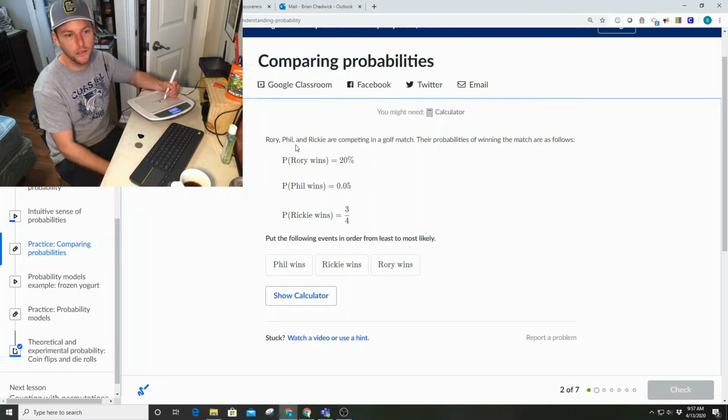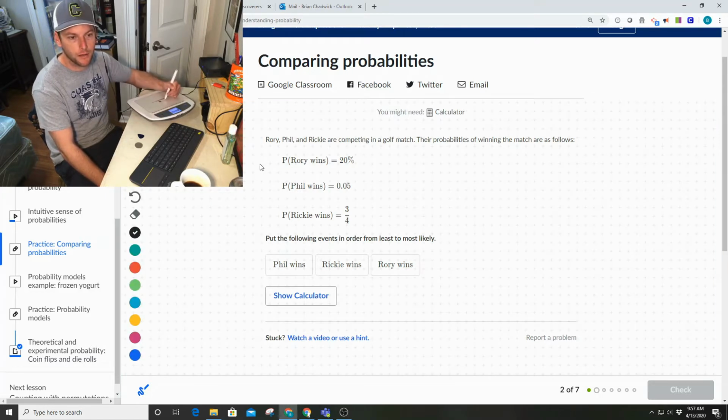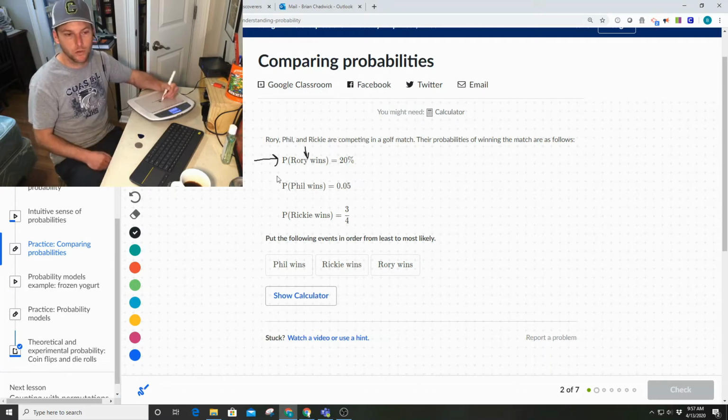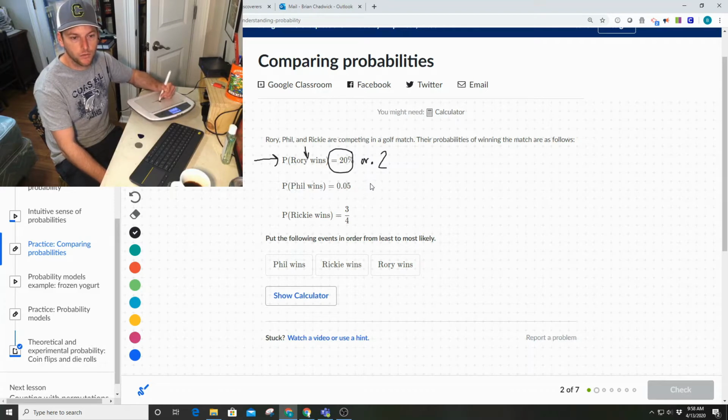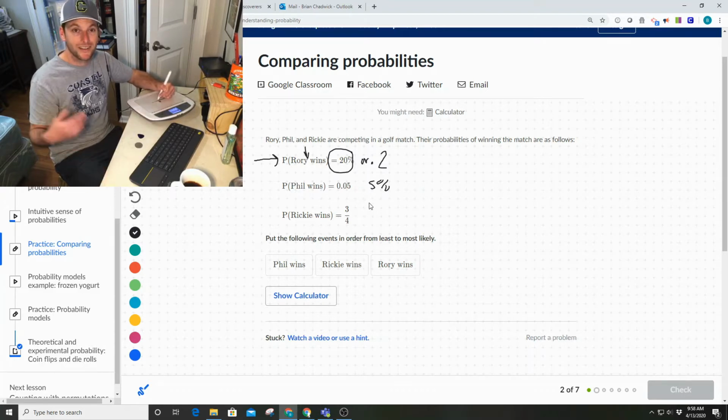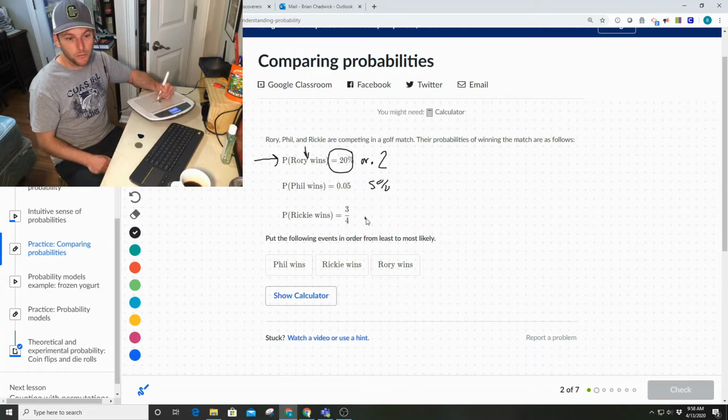All right, so Rory, Phil, and Ricky are competing in a golf match. Their probabilities of winning the match are as follows. So P right here, whenever you see something like this, is really saying the probability. And what's in parentheses is what do we want to know? What probability of what? The probability that Rory wins. Well, the chance is 20%, or that's 0.2. The chance that Phil wins is 0.05, or we can say 5%. And the chance that Ricky wins is 3/4. So we're using all of our math skills here, which is 0.75 or 75%.